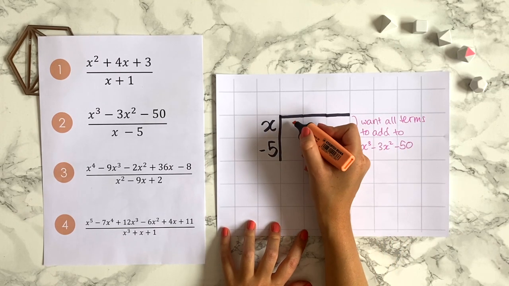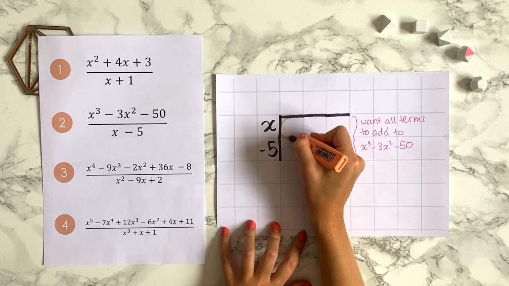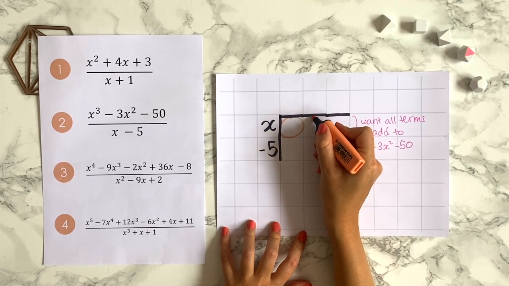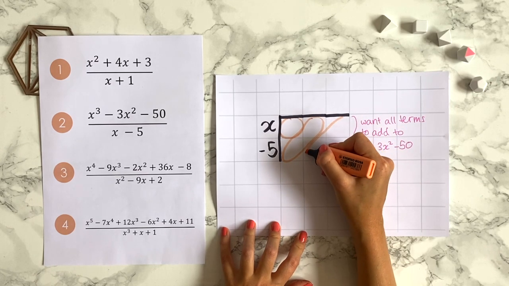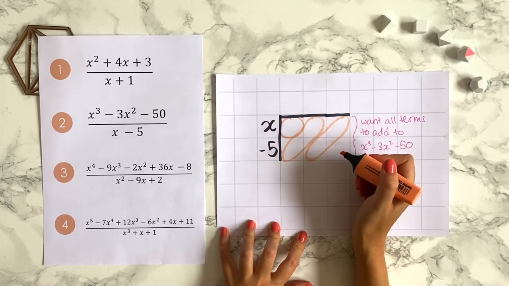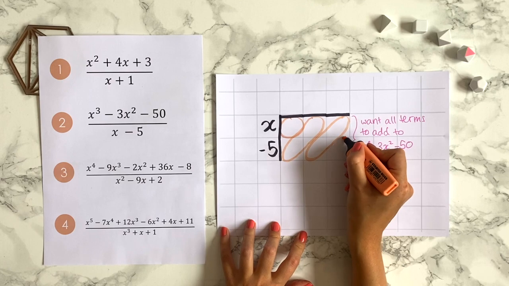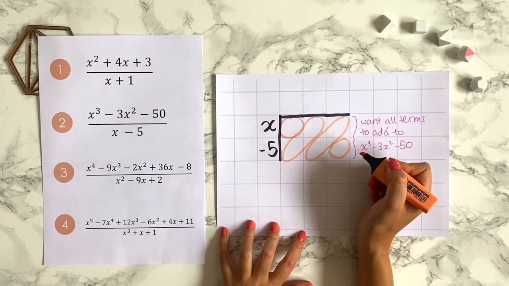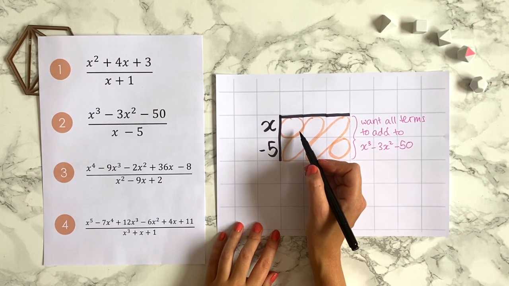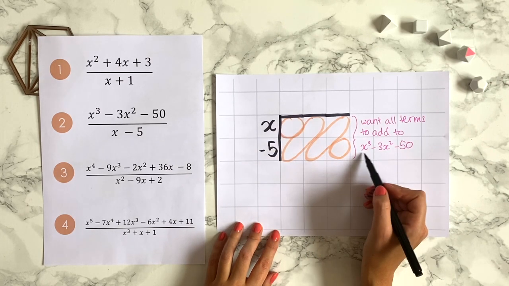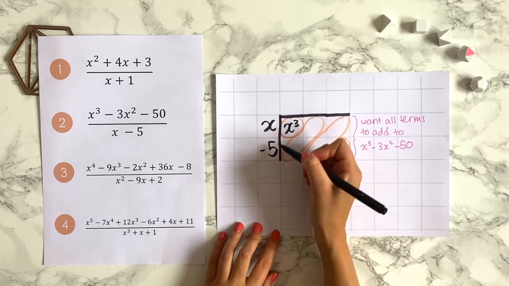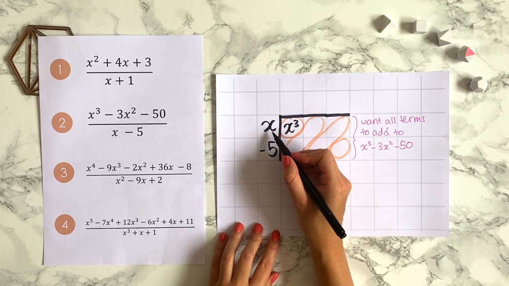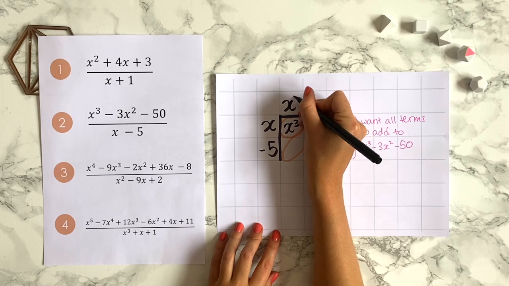So the first bubble is always just a single one, so that's just a bubble here. And then we're going to have a bubble this shape, followed by one this shape. They always have to be diagonal bubbles. And then the final bubble is also always a single bubble like this. We start in the top left bubble, so we want this bubble to be x cubed. So we write x cubed in. Now it's a multiplication grid, so to get to x cubed from x, we need to multiply it by x squared.